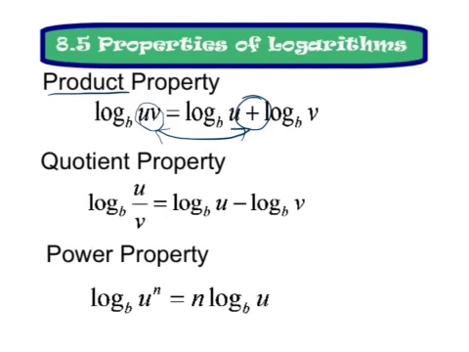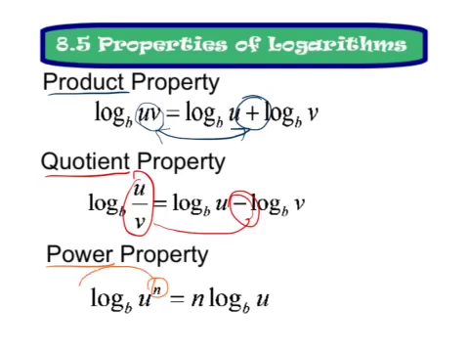If you have two things that are divided, called the quotient property, division and subtraction go together with logarithms. And then the last property is the power property, and that says that if you have an exponent within a logarithm, you can move it to the front and it becomes a coefficient out in front of that logarithm.